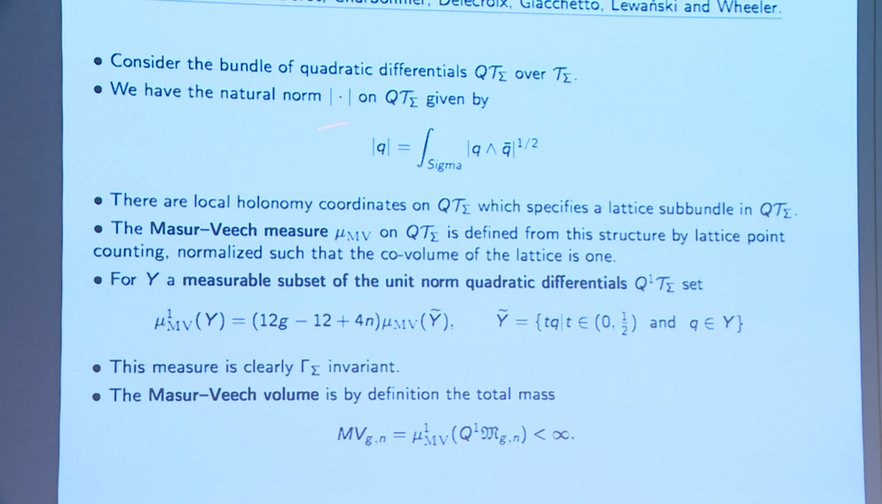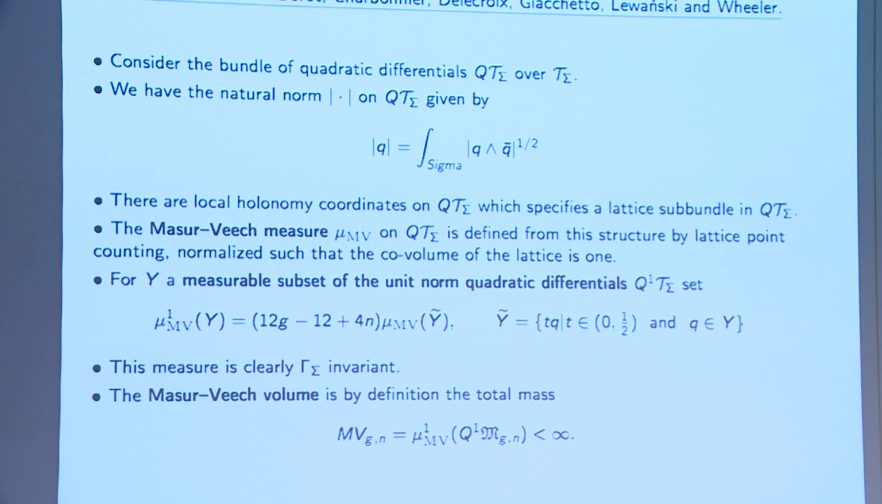And so there are, of course, local holonomy coordinates on the space of quadratic differentials. And so therefore, that gives you a notion of lattice points. And there is the Masur-Veech measure on the space of quadratic differentials, which is simply obtained by counting lattice points. And so we normalize it in such a way that the covolume of the lattice is 1. And then that allows you to define a measure on the unit sphere bundle of this cotangent bundle of moduli space, namely if Y is a measurable set inside the unit norm quadratic differentials here, you simply define its measure to be 12g minus 12 plus 4n times the measure of the volume of the cone on it, of this size here.